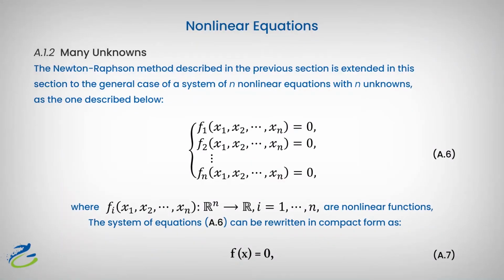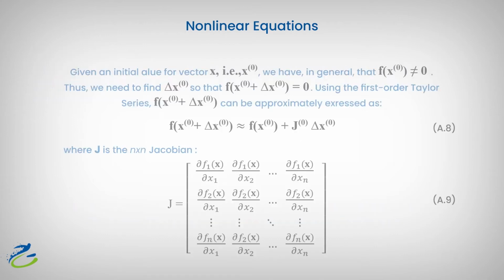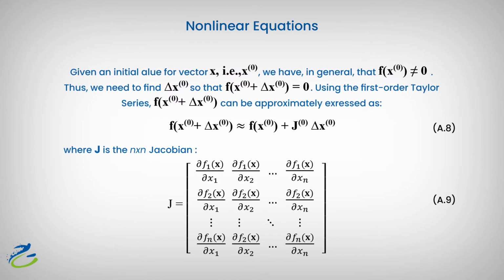The equations are written to have the right-hand sides equal 0 to form a set of equations like the one you see. And they can be rewritten in compact form as f of x equals 0. Here, to solve the problem, we use the Newton-Raphson method, where we calculate f of x naught plus delta x naught equals 0. Using approximation by the Taylor series expansion, we can calculate f of x naught plus delta x naught equals f of x naught plus J naught delta x naught, where J is the Jacobian matrix.